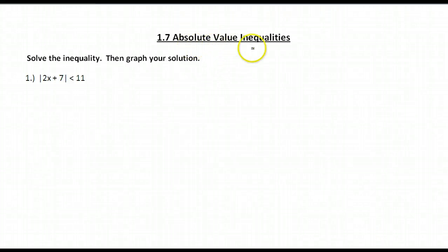When we have an absolute value inequality, we're going to have an absolute value with an inequality. In order to solve for x, we need to undo this absolute value. To undo the absolute value, we're going to take the quantity inside of the absolute value, 2x plus 7, and compare it to 11.